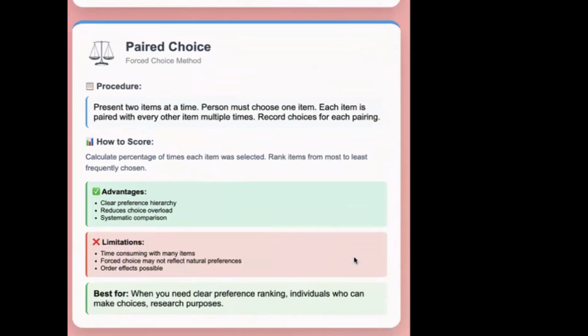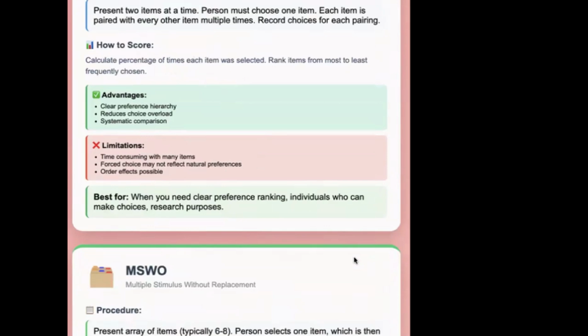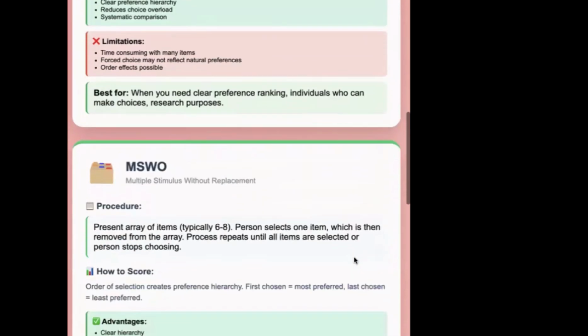Paired choice is two items at a time, and the person can choose one item. This is also great for younger kids, and you can do this in a ranking system. It's a clear preference hierarchy and it reduces choice overload, so it suits someone who would do better with two choices versus a long array. It can be time consuming with many items. Forced choice may not reflect natural preferences, and order effects might also impact results.